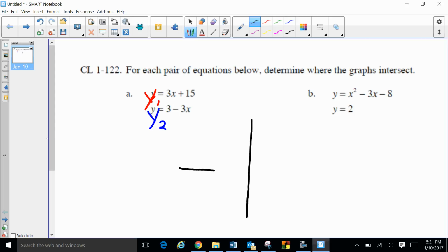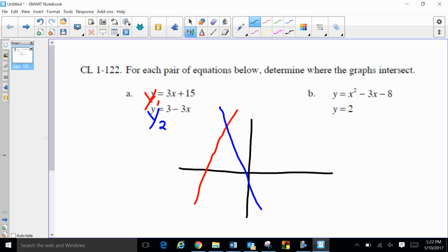I'd have one line that would look something like this, and another line that looks something like this. I know it's a very rough sketch because I'm drawing on the computer, so please forgive me. And we'd be looking for their intersection, or this point.